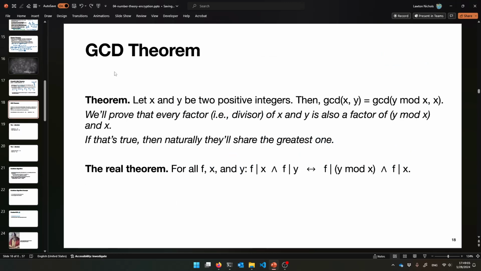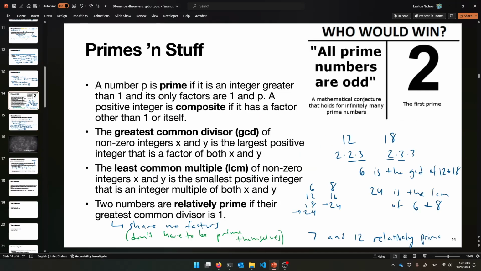So okay, let's talk about another theorem. This is the GCD theorem. So we learned a little bit about GCD.